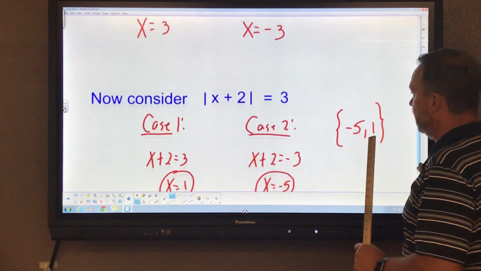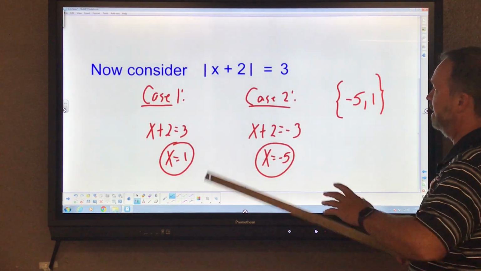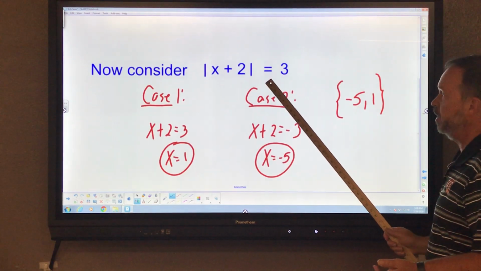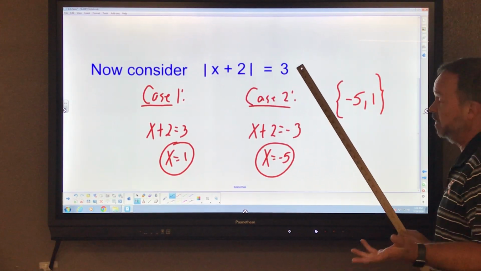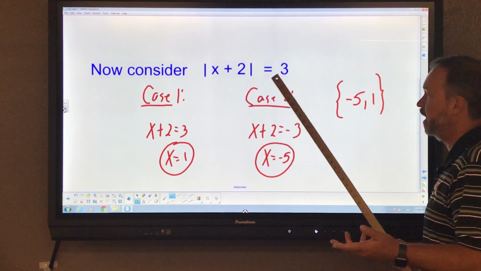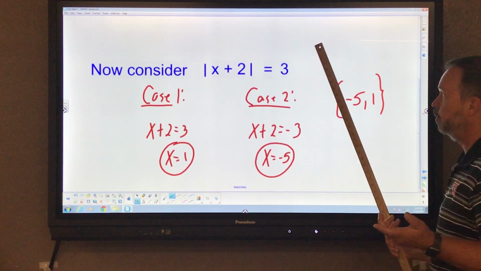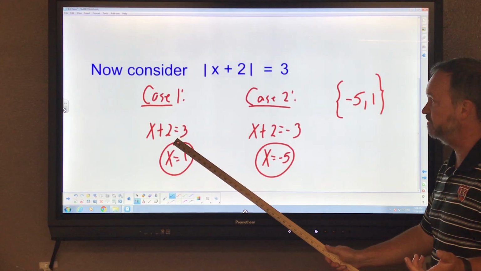So let's look at this down here, because that's what we're doing. So we have an absolute value equation. We don't know if what's inside here is a positive 3 or a negative 3, but when we take the absolute value, we get 3 either way. So it's a case 1, case 2 scenario. So what do we do? We copy without the absolute value.